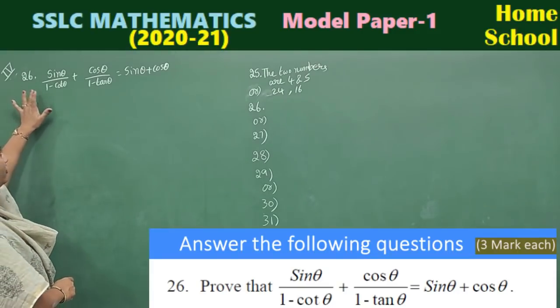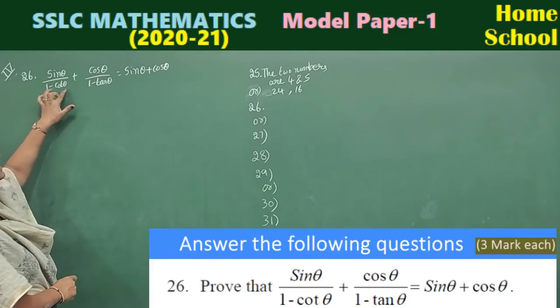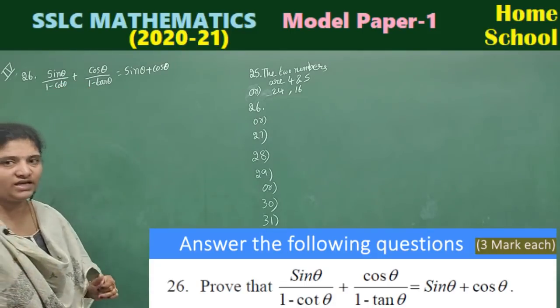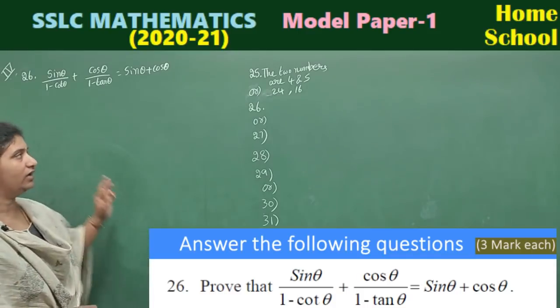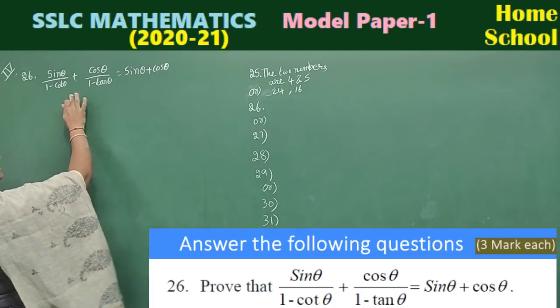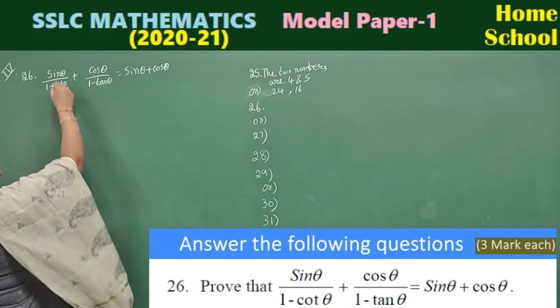26th problem. Prove that sin theta by (1 minus cot theta) plus cos theta by (1 minus tan theta) is equal to sin theta plus cos theta. We need to consider either LHS or RHS. I'll consider LHS and try to prove RHS.